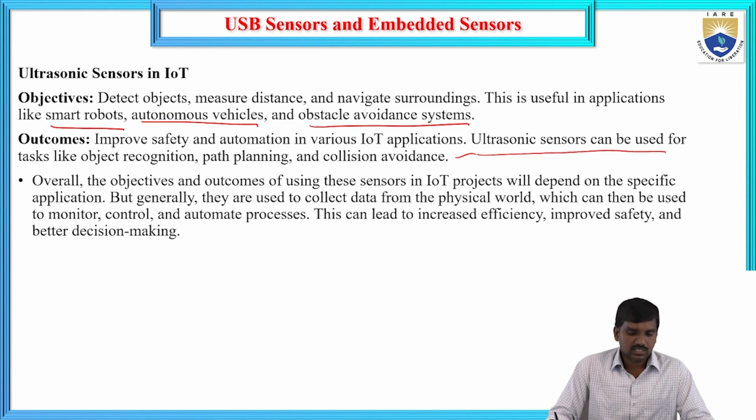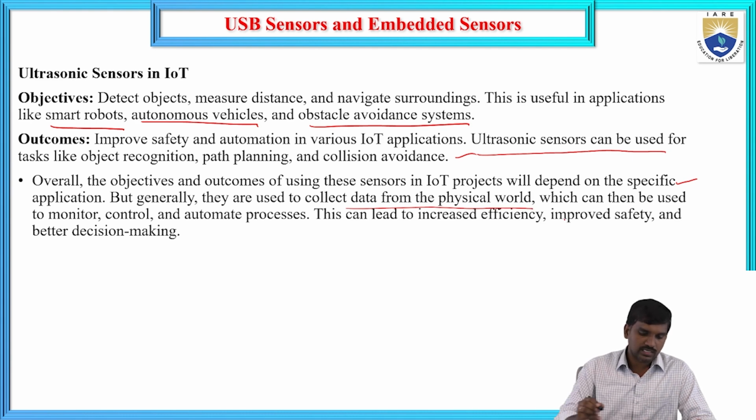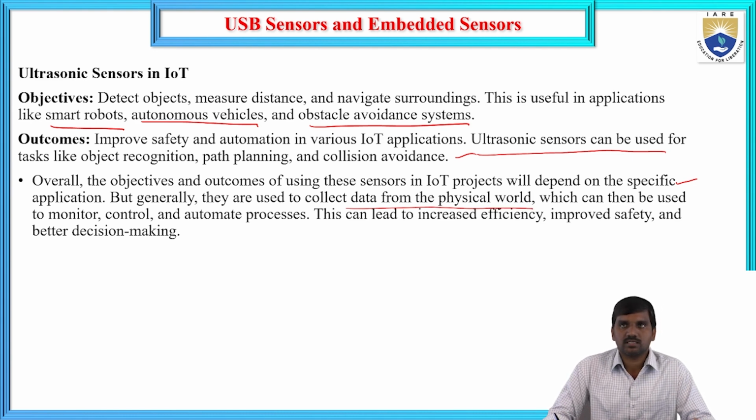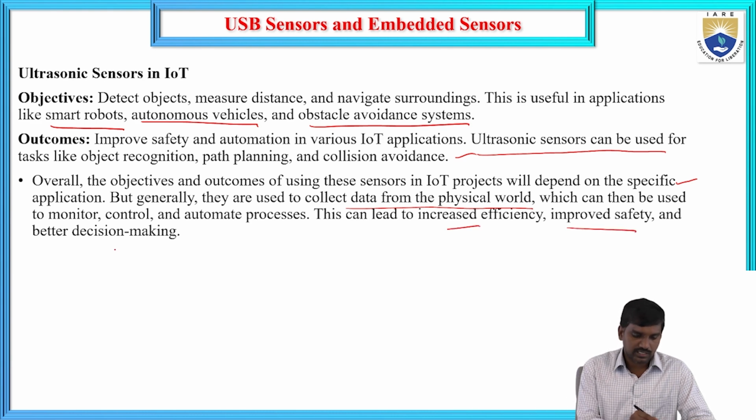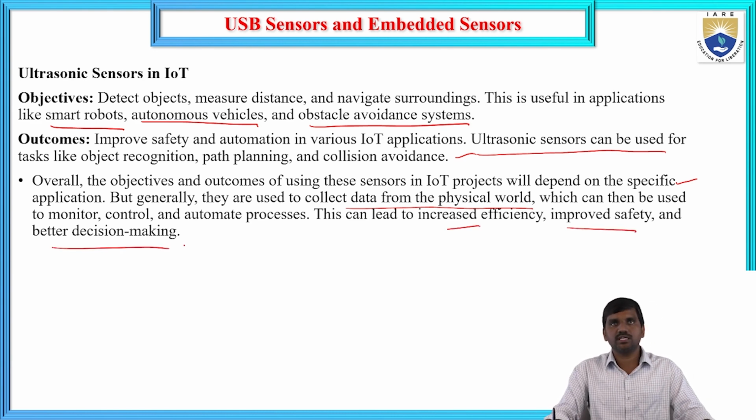So the overall objectives and outcomes of using these sensors in an IoT project will depend on the specific application, but generally they are used to collect data from the physical world, which can be used to monitor and control automated processes. This can lead to increased efficiency, improved safety, and better decision making. So these are the ultrasonic sensors in IoT objectives and outcomes.